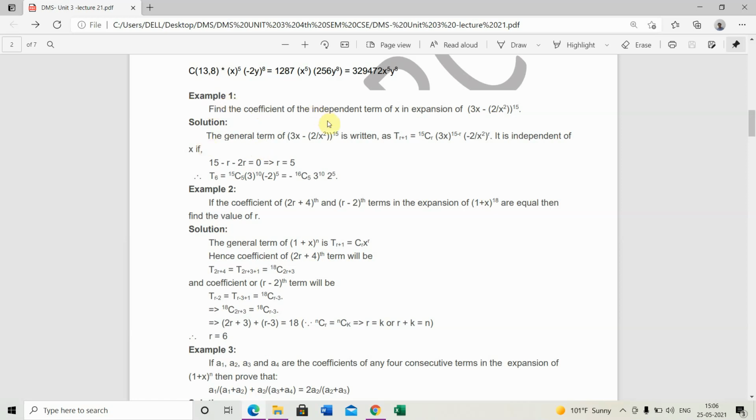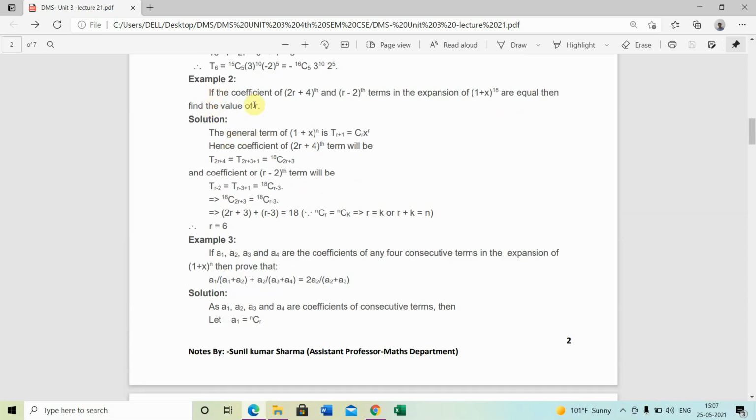Example: find the coefficient of the independent term of x in the expansion of (3x minus 2 upon x square) whole raised to power 15. Solution. General term of (3x minus 2 upon x square) whole power of 15 is written as T r plus 1 equals 15 c r (3x) power of 15 minus r (minus 2 upon x square) power of r. It is independent of x if 15 minus r minus 2r equals 0 or r equals 5. T6 equals 15c5 3 power of 10 (minus 2) power of 5.